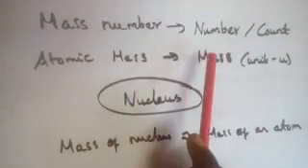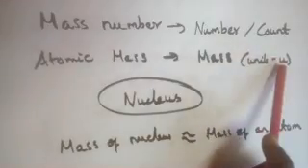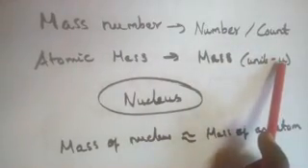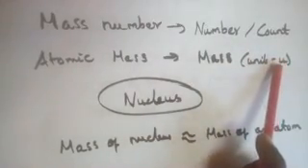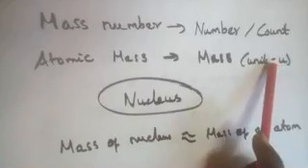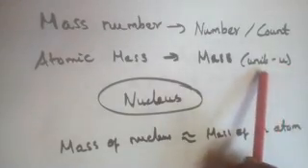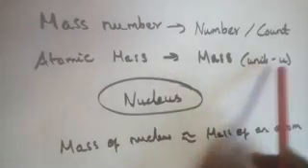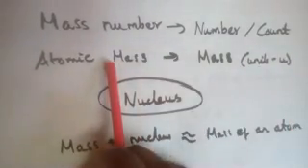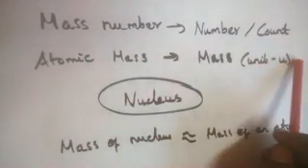But atomic mass means it's a mass. Therefore, it must have a unit. For example, if I ask you what is the combined weight of all the students in your class, you may answer 1000 kg or 2000 kg. So therefore there is a unit there. For atomic mass, the unit is U.